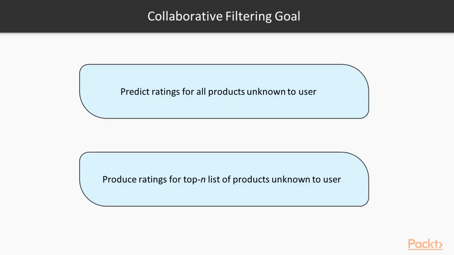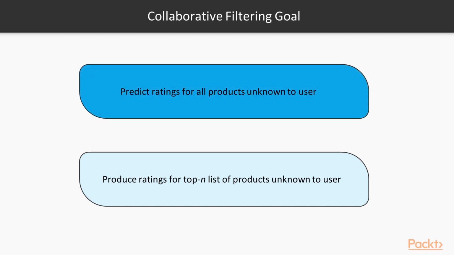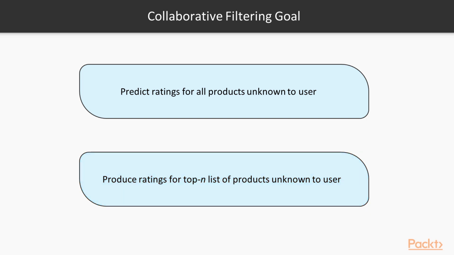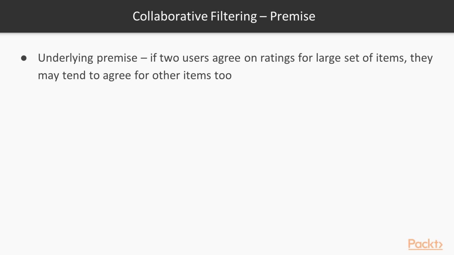There is a user rating matrix where several users have rated several products. The goal of collaborative filtering is to predict the ratings for all products unknown to the user and produce the ratings for the top N list of products unknown to the user. The underlying premise of the collaborative filtering algorithm is that if two users agree on ratings for a large set of items, they may tend to agree for other items too.